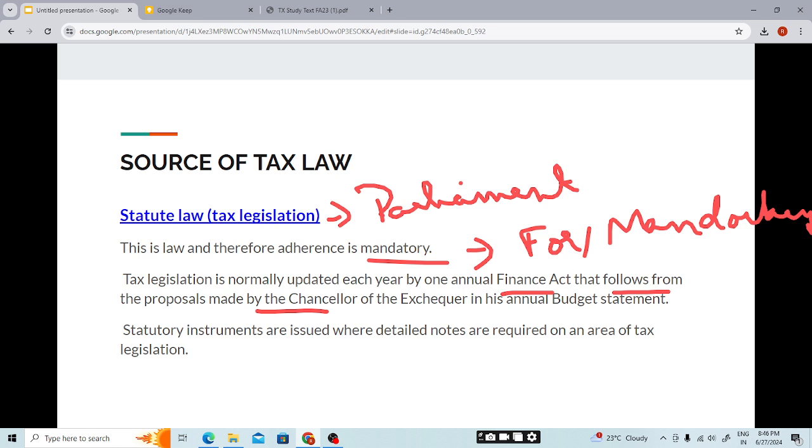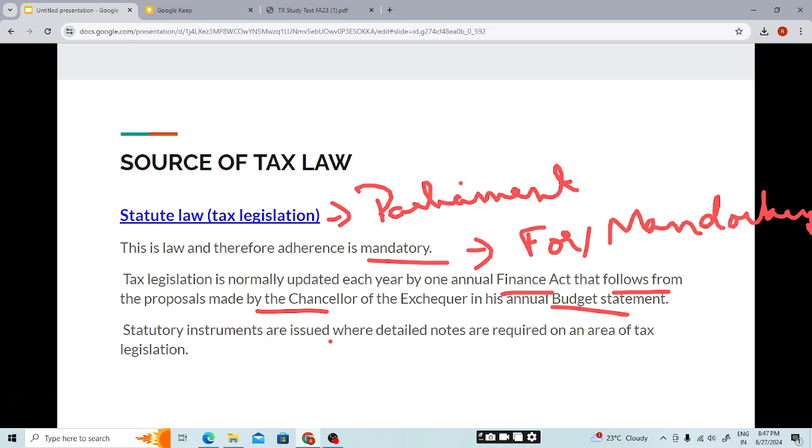So we'll be starting again with the source of tax laws, statute or the tax legislation. So statute law means the legislation, the parliament or the government brings in the tax rules and we need to pay the tax. We can't miss or escape from this. And every year there is a new finance act and it is proposed by the chancellor in his annual budget statement. Like in India we have the finance minister, every year we have the budget, and during the budget we'll be having the finance act for the coming tax year. Same will be the case in UK also.